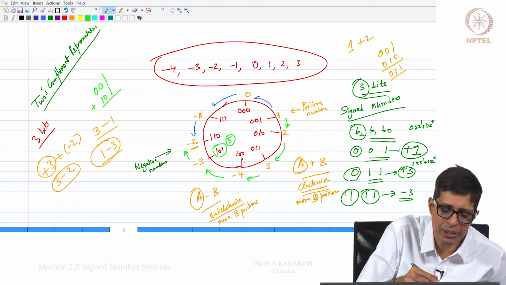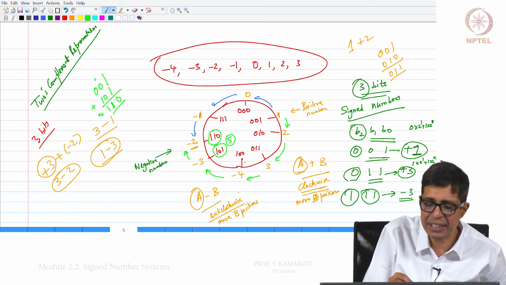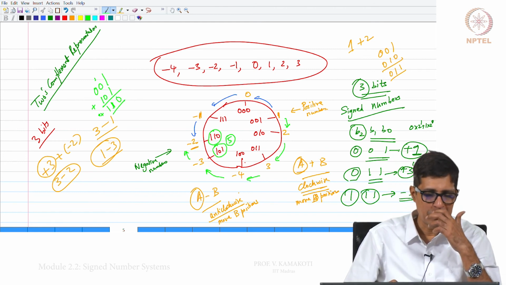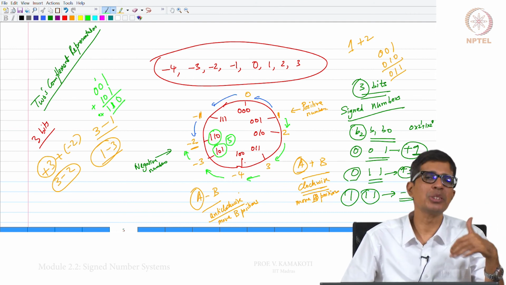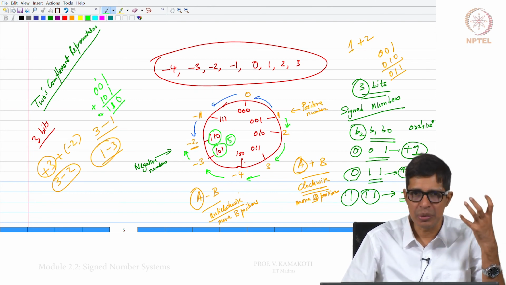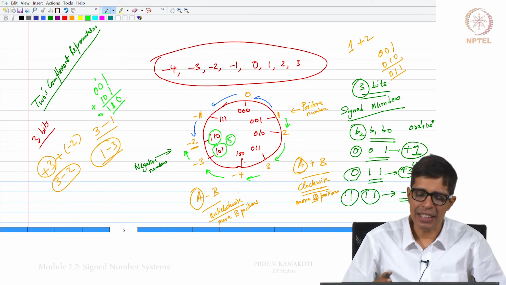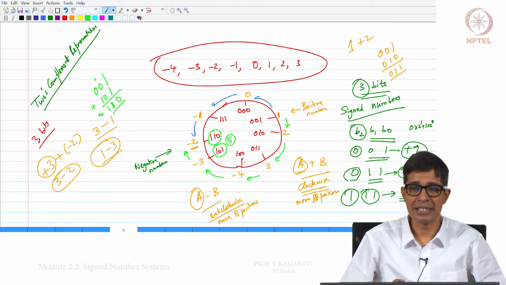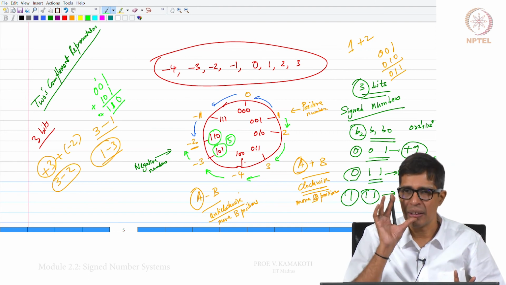So, 001 plus 101 will give me 1 plus 1 is 0 with a carry 1. So, I get 110. And what is 110? 110 in our representation is minus 2, right. So, what has happened here is the subtraction has actually become addition. So, if your numbers are represented in 2's complement notation as we have seen here, then there is nothing called subtraction, everything is addition, and you will get an answer accordingly.